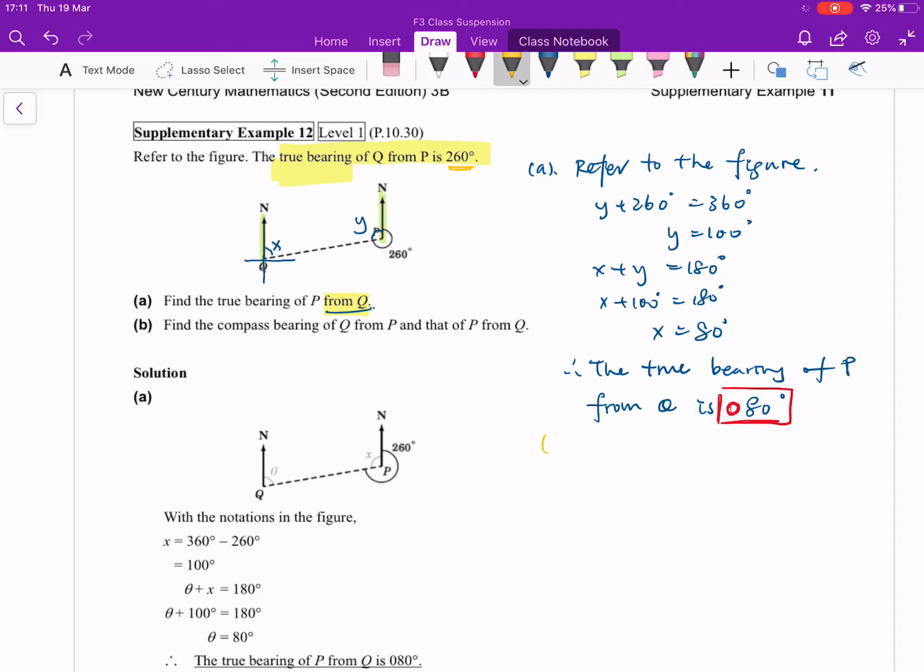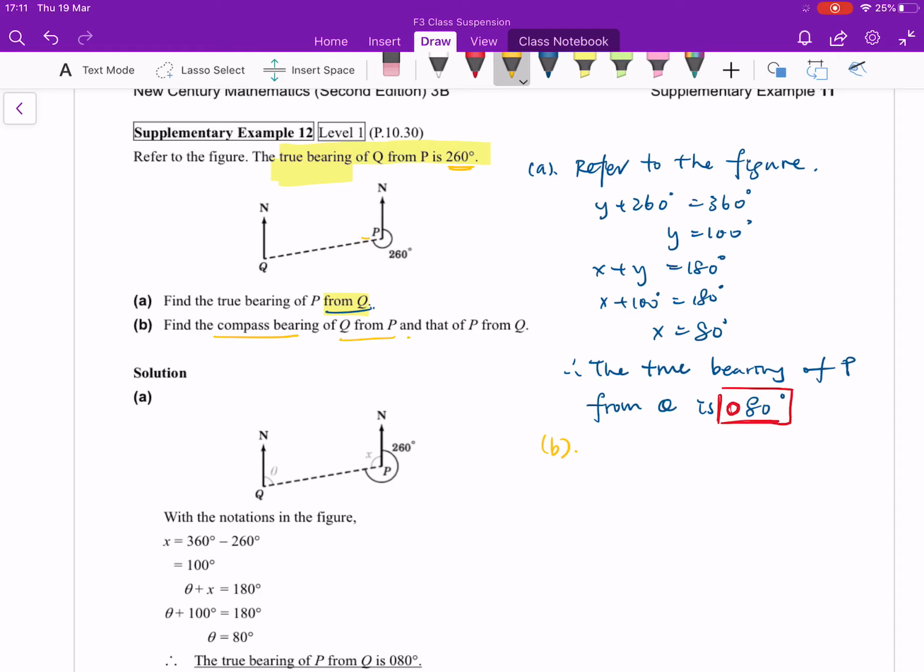And then part B, this time compass bearing of Q from P and that's of Q from P. So actually you need to find out 2 compass bearings, when you are standing at Q looking at P, or standing at P looking at Q. Okay, so let me rub off the things about part A. And then the first part first, compass bearing of Q from P.